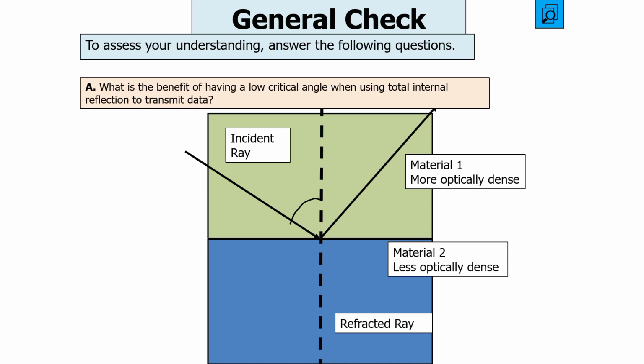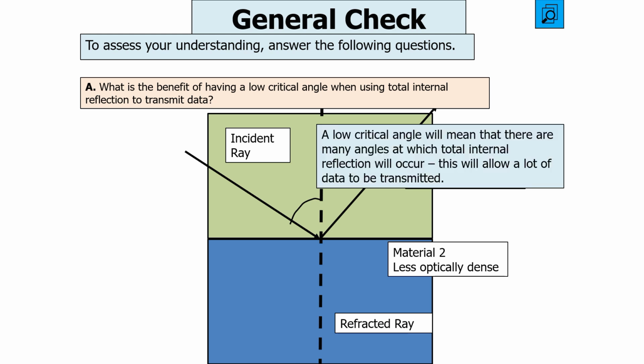What is the benefit of having a low critical angle when using total internal reflection to transmit data? Pause the video now, then unpause the video when you want to go through your answer. A low critical angle will mean that there are many angles at which total internal reflection will occur. This will allow a lot of data to be transmitted.